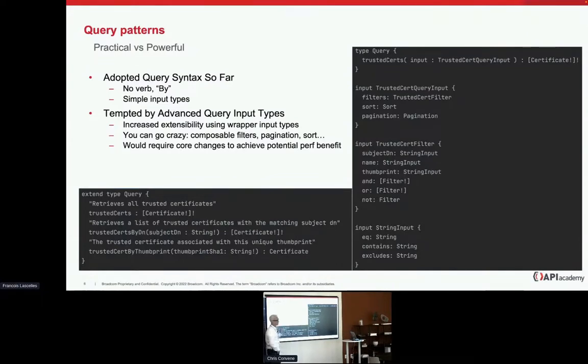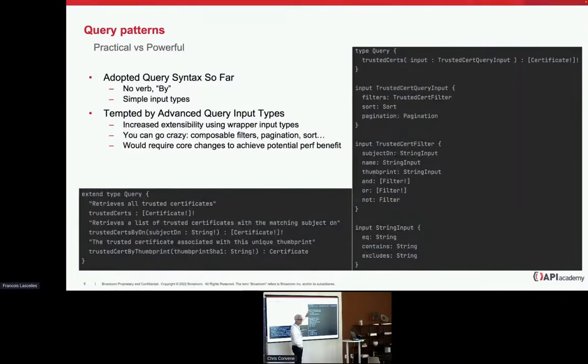But we were really tempted, and we're still considering adopting, a more sophisticated query syntax that looks like this. Notice how here there's only one query, called trusted certs. But the input itself is not a simple type. In this case, I have a query input in which I can put filters, and maybe I want to be able to sort the data coming back. Maybe I need pagination, stuff like that. We don't actually need those things right now.